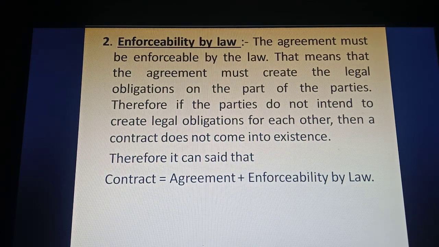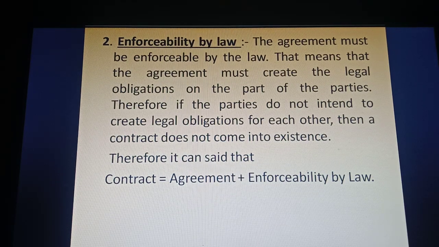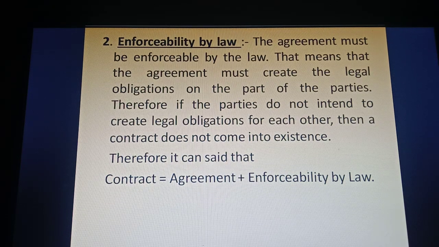So what is written in the notes? The agreement must be enforceable by law. That means that the agreement must create legal obligations on the part of the parties. Therefore, if the parties to the agreement do not intend to create legal obligations for each other, then a contract does not come into existence. Therefore, it can be concluded that contract is equal to agreement plus enforceability by law. That means to say an agreement enforceable by law is a contract.